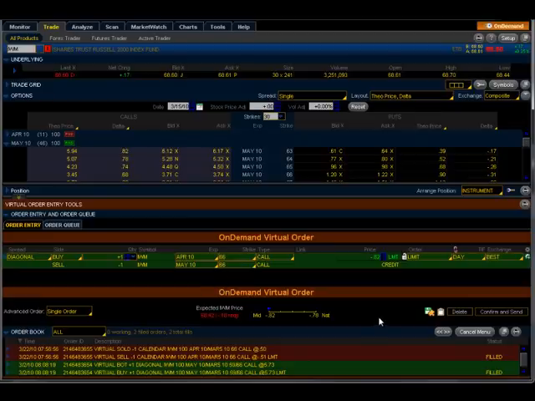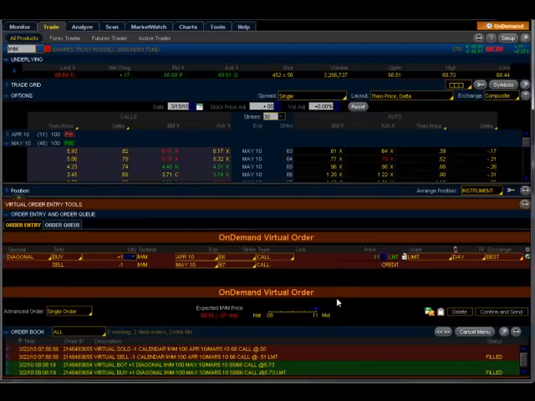And we see that the 66 call, the roll from the April 66 to the May 66, results in somewhere between 78 and 82 cents in credit. Let's go ahead and consider rolling to the May 67 and see what we have. And here we see that we could get about 11 cents worth of premium on that roll. That would be an 11-cent credit.